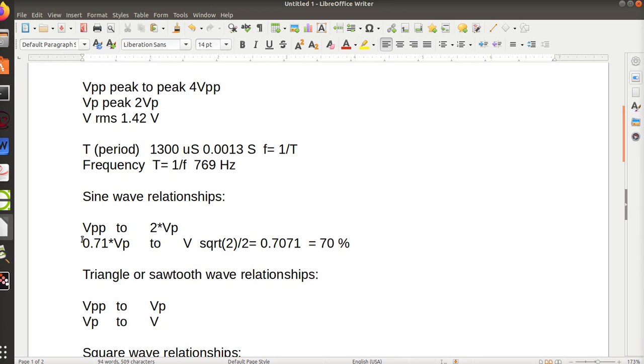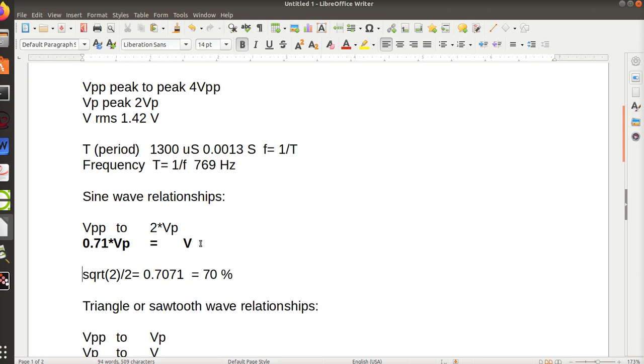Okay? This one is the important one to remember because it's going to change when we change waveforms. So let's make that bold. All right. And instead of 2, we'll say equals. And we will move that down a little bit so we can sort of see the relationships.